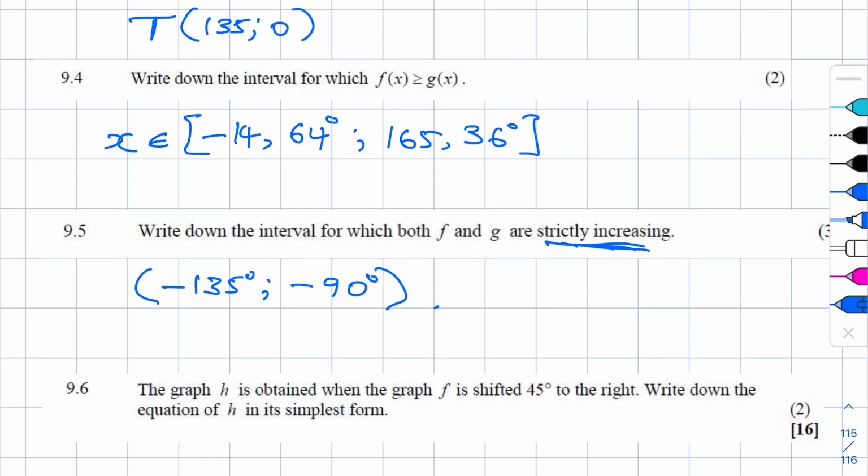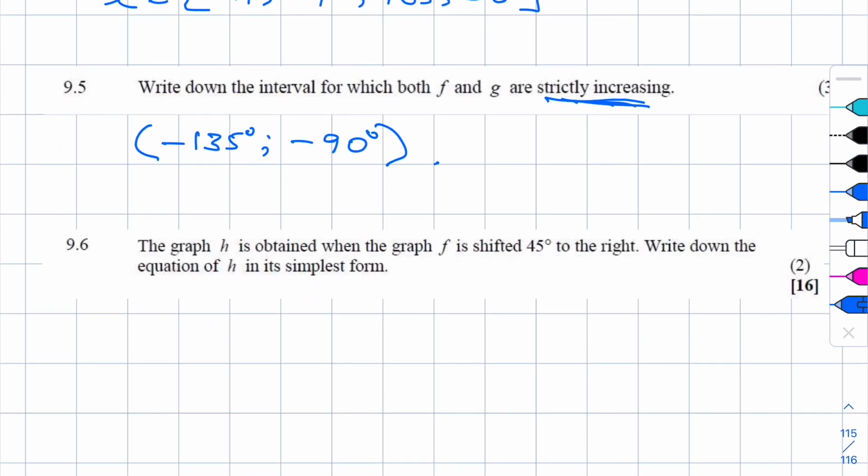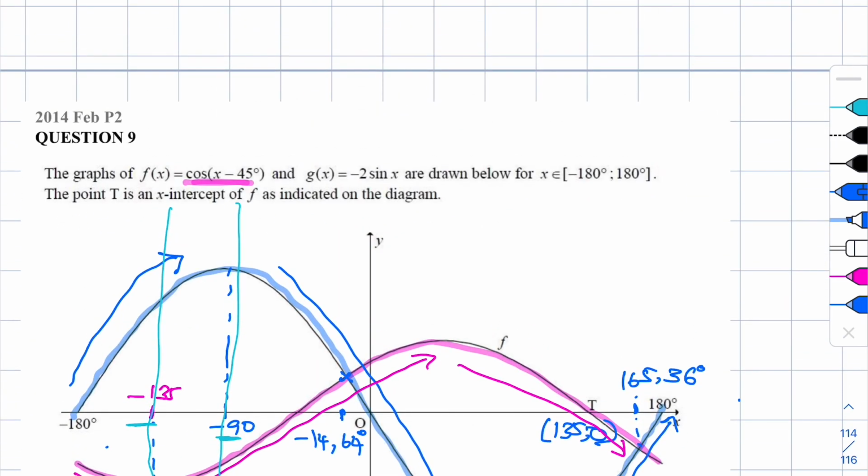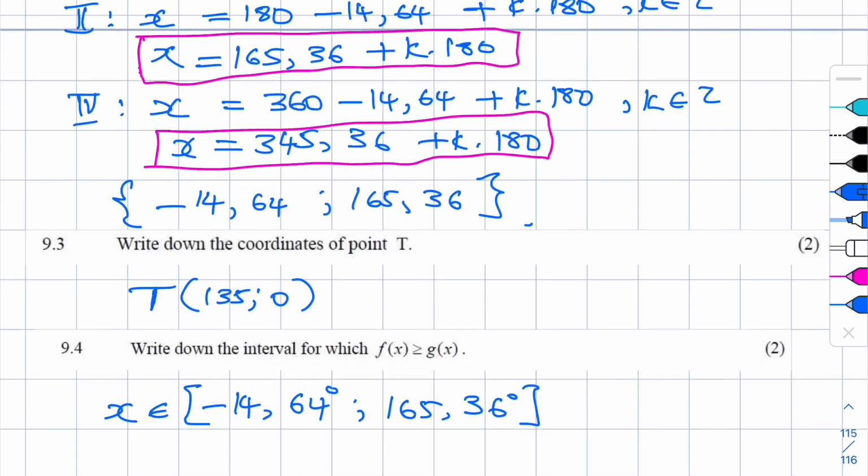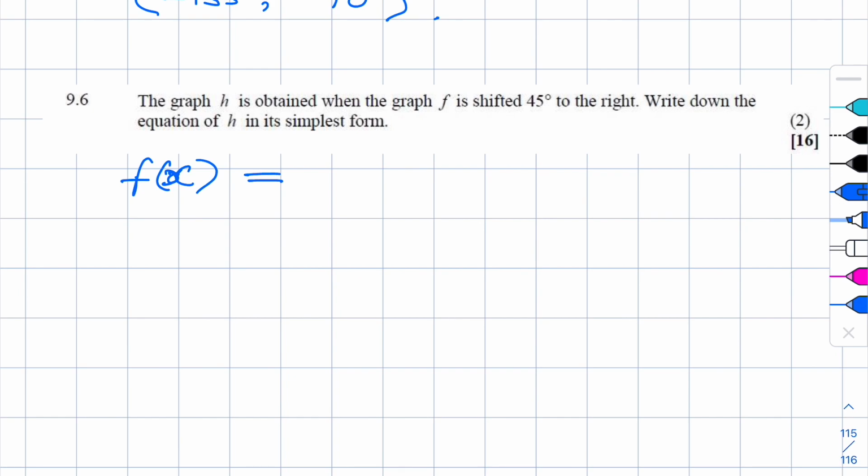Okay. Then the last question. The graph of h is obtained when the graph of f is shifted 45 degrees to the right. Write down the equation of the graph of h in simplest form. We know that the graph of f of x is equal to cos (x minus 45 degrees).